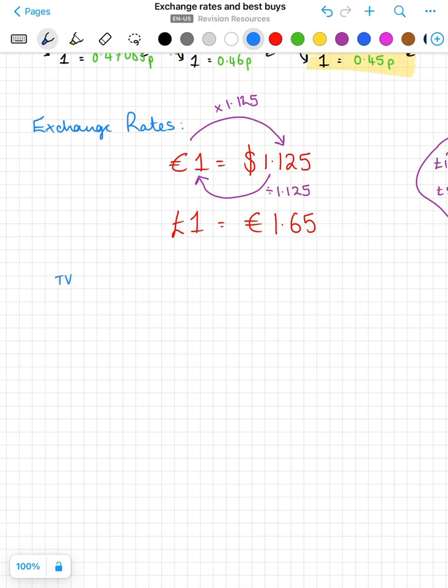So let's say we buy a TV and it costs €250. How much would that cost in dollars? And how much would that cost in pounds? So let's follow our exchange rate. For every €1, that's $1.125. So we are following this direction, euros to dollars. So that's 250 multiplied by 1.125. And that gives us $281.25.